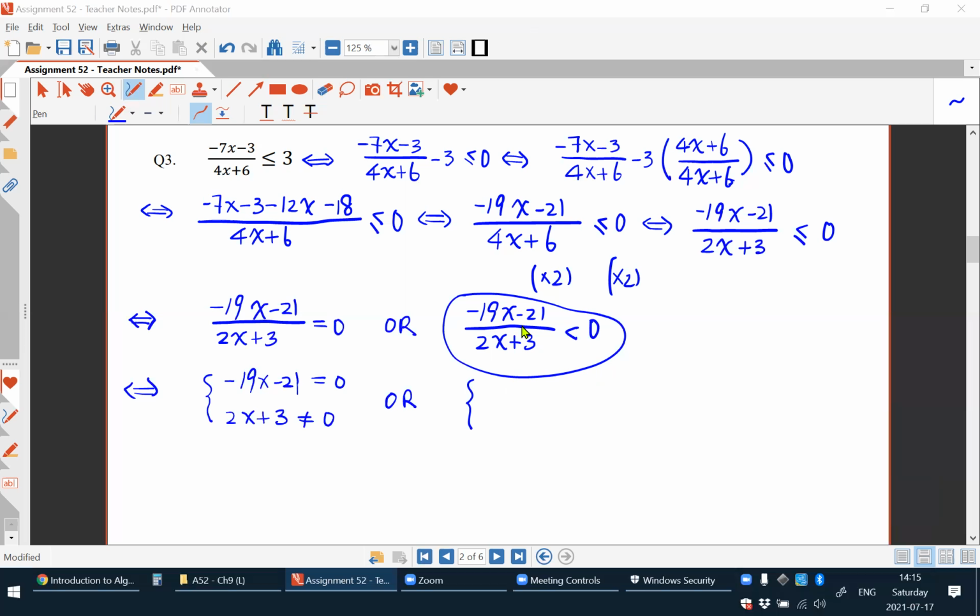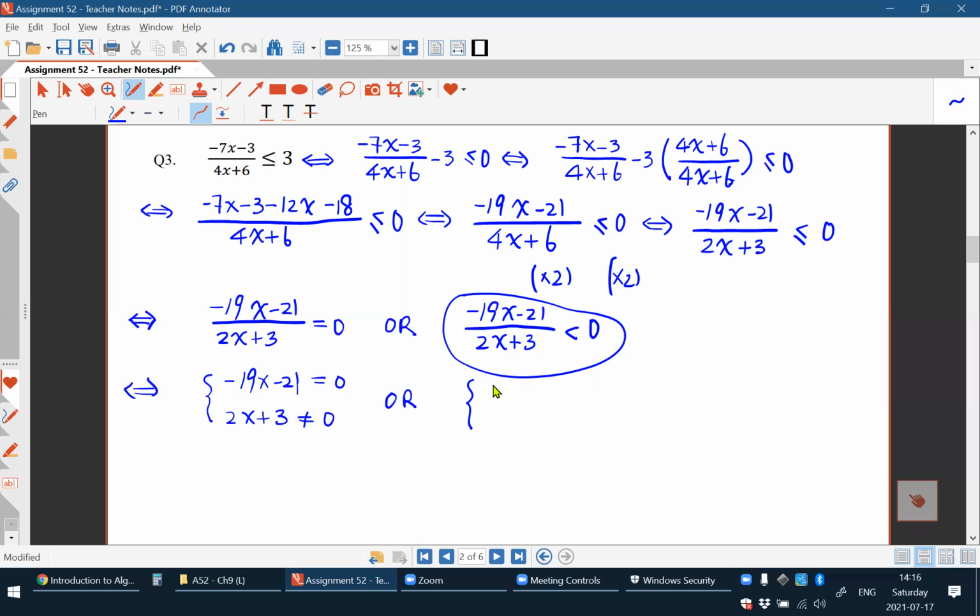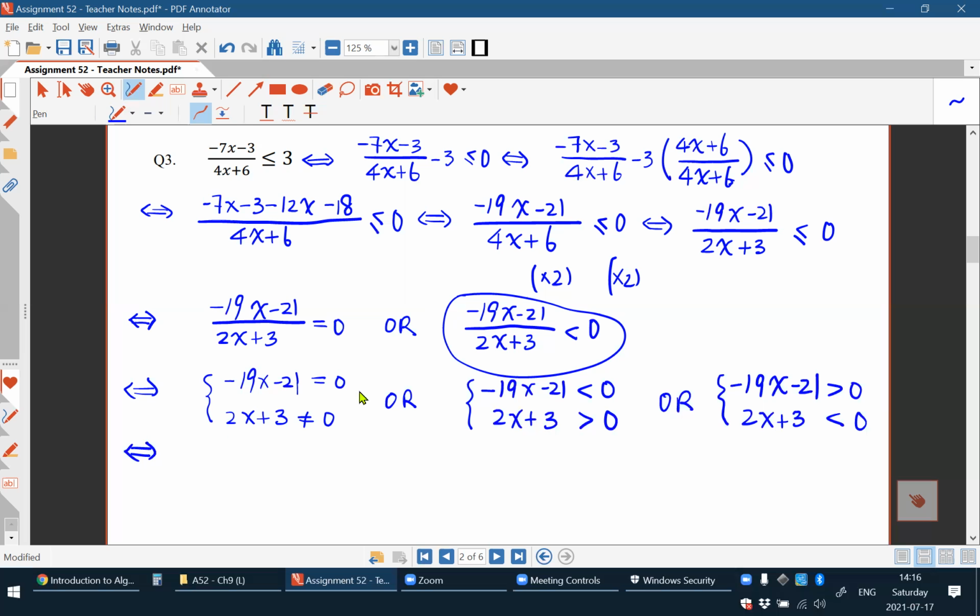Yes, the signs in front of the numerator and denominator must be different, right? So if we have a negative numerator, then the denominator must be positive, right? Or how about the other case? Yes, if we have a numerator that is positive, the denominator must be negative, right? Okay, so now the original problem is decomposed into these three systems.